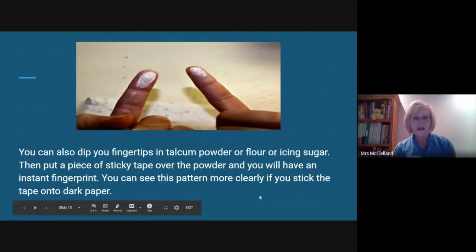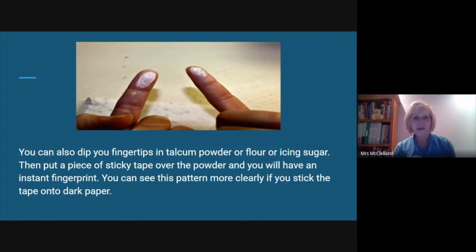Another way of getting your fingerprints is also by dipping your fingertips into a powder. You could use talcum powder or flour or icing sugar. Then put a piece of sticky tape over the powder and you'll get an instant fingerprint. Be careful when you do this that you haven't got too much powder on the end of your finger or you just end up with a big thick mess.